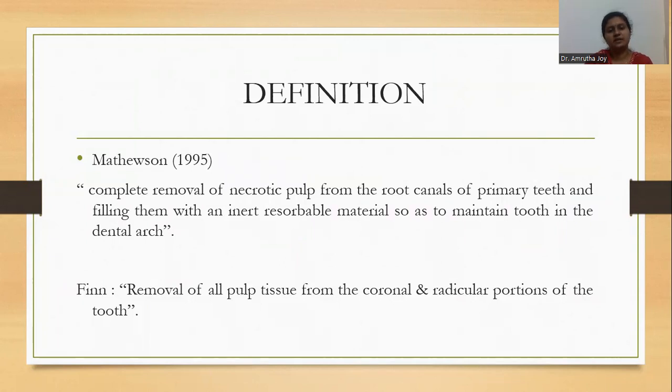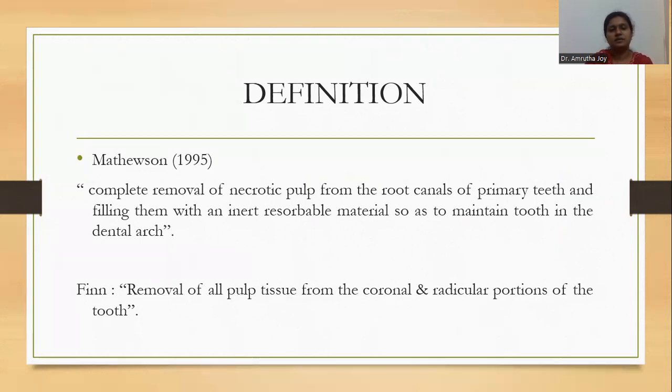Pulpectomy is defined as the complete removal of necrotic pulp from the root canals of primary teeth and filling them with an inert resorbable material so as to maintain the tooth in the dental arch. The definition is given by Matheson in 1995. According to Finn, pulpectomy is the removal of all pulp tissue from the coronal and radicular portions of the tooth.